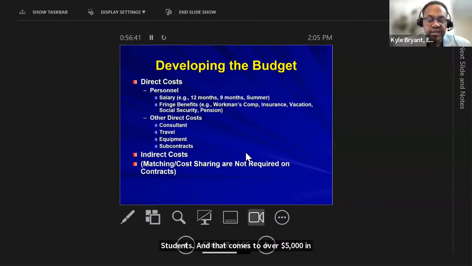But if you're just getting one computer and you're going to have a projector to go with it and students are just taking notes with it and that comes to under $5,000, then that's a supply.